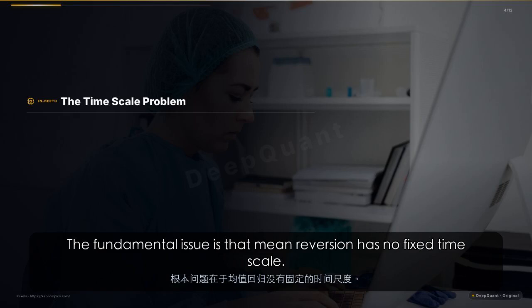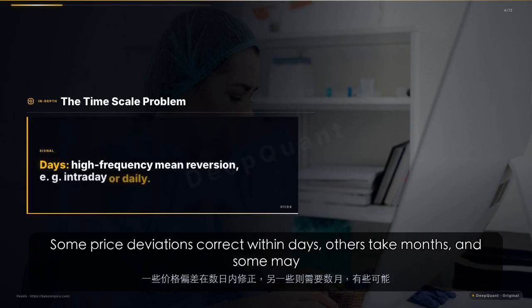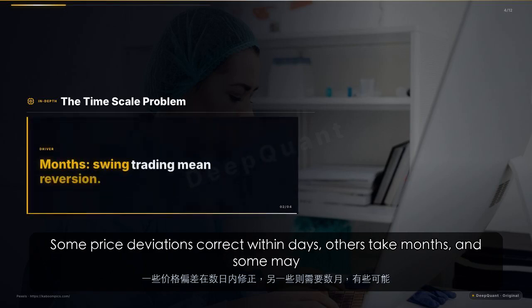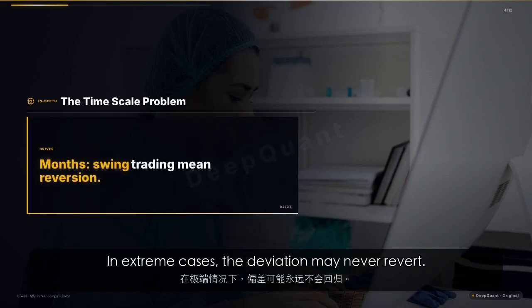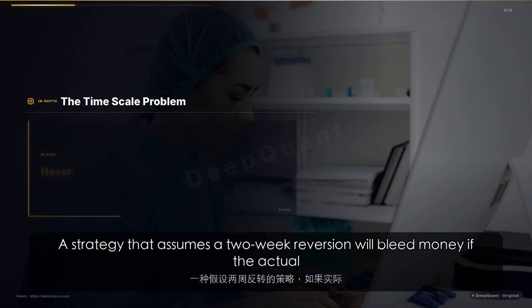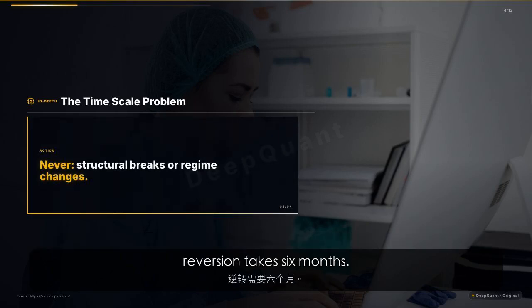The fundamental issue is that mean reversion has no fixed time scale. Some price deviations correct within days, others take months, and some may take years. In extreme cases, the deviation may never revert. This uncertainty is not a minor nuisance, it is the core risk. A strategy that assumes a 2-week reversion will bleed money if the actual reversion takes 6 months.